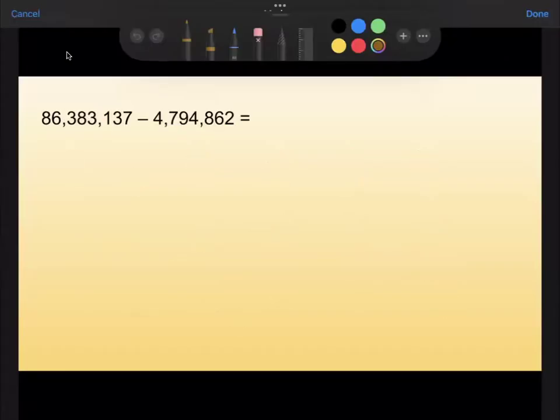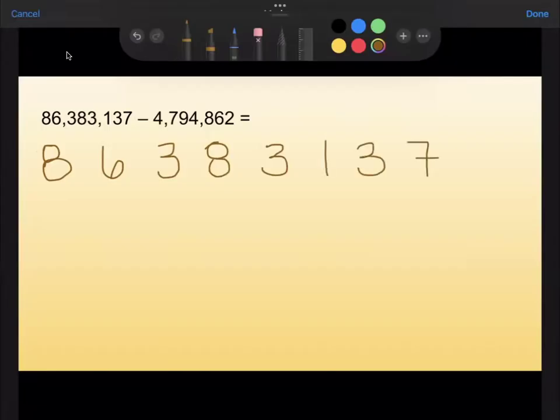Okay, here is our next one, and this is a pretty big one. 86,383,137 minus 4,794,862. Okay, so again, with subtraction, you can go ahead and just put that first number on top because that's always the bigger number, though I'm going to spread it out as much as I can and still fit it in one line. So 863,831,337. Okay, I probably could have spread that out a little bit more, but I think it's going to be okay.